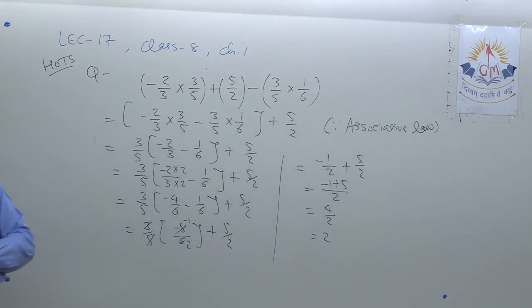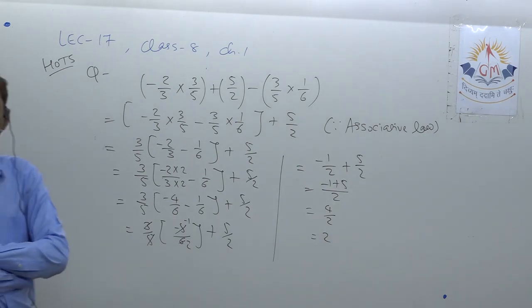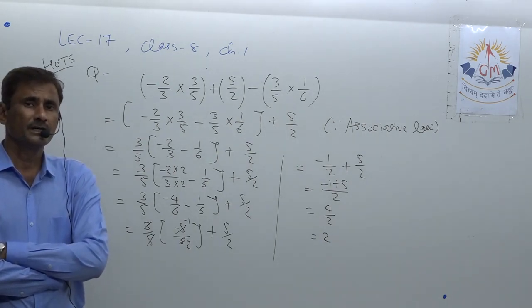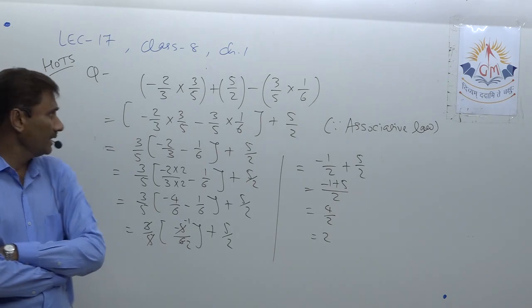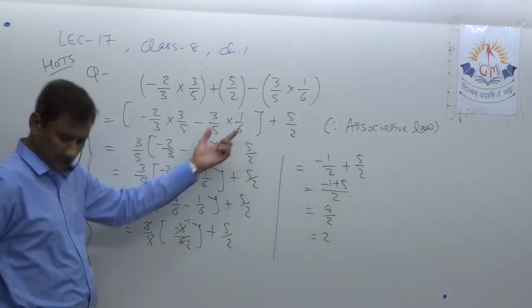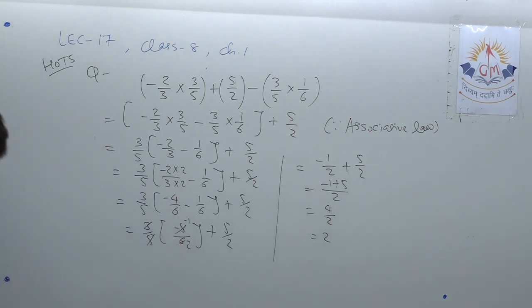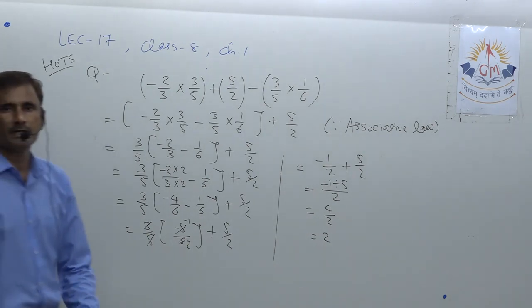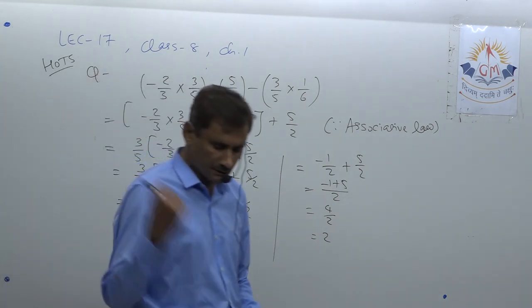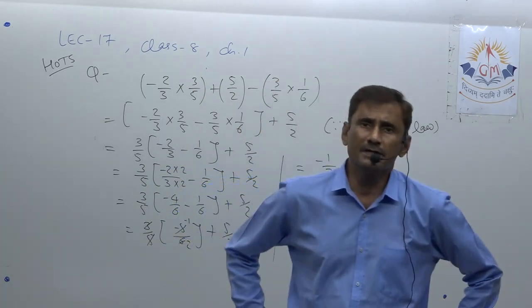Okay, so final answer is 2, but we tactfully solve it, means we used a property here. Associative property is used here. Taking common is not actually distributive property. If bracket is already given and you open the bracket, then it will be distributive property. So far only associative property we used here.